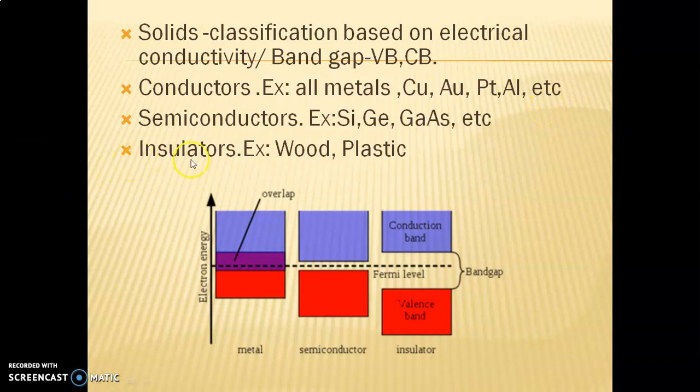Third one is insulators. In the case of insulators, the energy difference is large. That is, the band gap energy value is large. The energy difference between the conduction band and valence band is greater. Even if you apply a high amount of electrical energy, the electron cannot jump from the valence band to the conduction band. Examples of insulators are wood, plastic, etc.